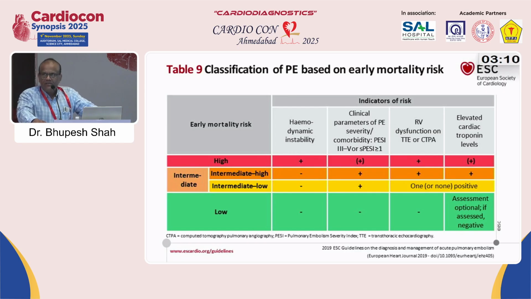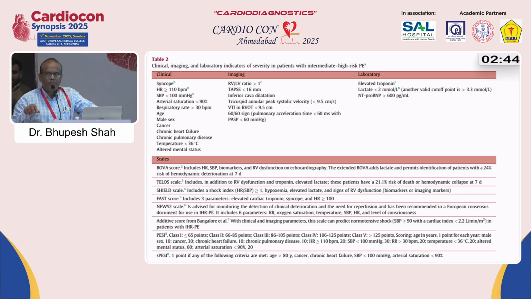Hemodynamic instability is very important, which differentiates between these two, that is high risk versus intermediate high risk. Positive PESI score, that is 3 or more, or in the simplified version, 1 or more. RV dysfunction and elevated biomarkers, this is very important. So if there is one of them, then it falls into the intermediate risk. This is the patient having the intermediate high risk score.